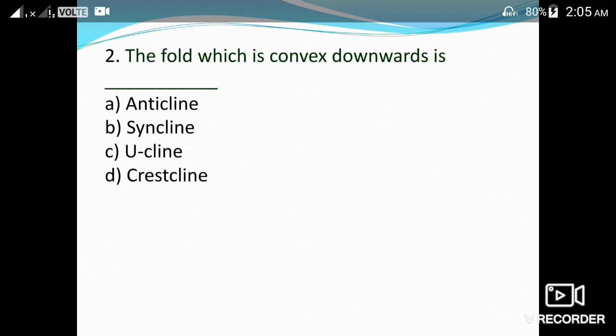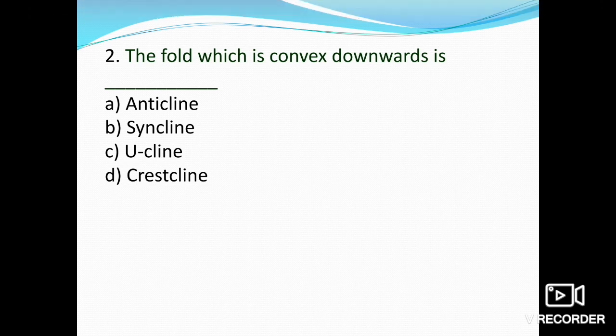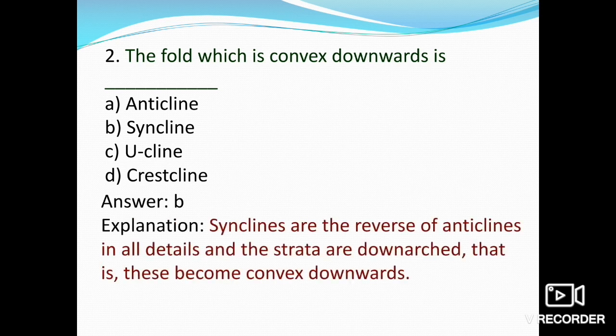Second one is the fold which is convex downwards is known as. So options are anticline, syncline, eucline, or crestcline. So this is also very obvious or very familiar to you, that is syncline. So synclines are the reverse of anticline, we can say. In simpler terms, synclines are reverse of anticlines in all details, and the strata are down arced in these types of folds. These become convex downwards, okay.